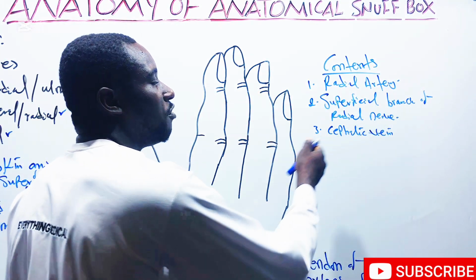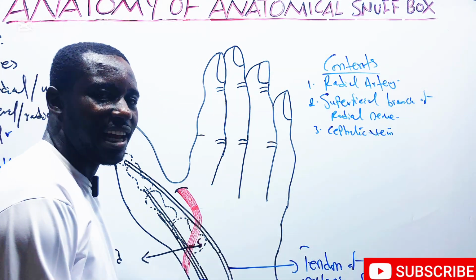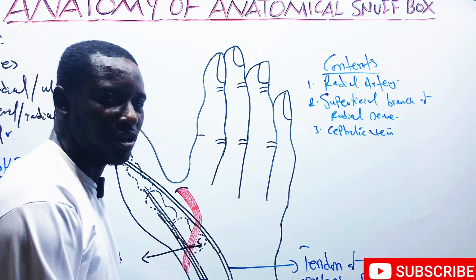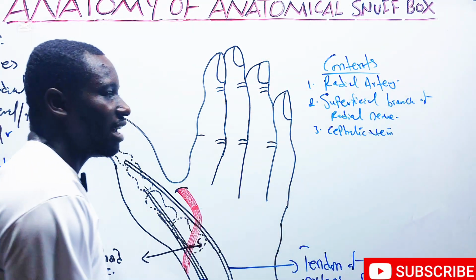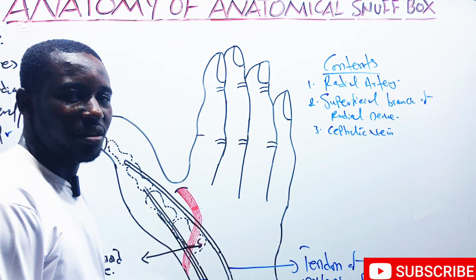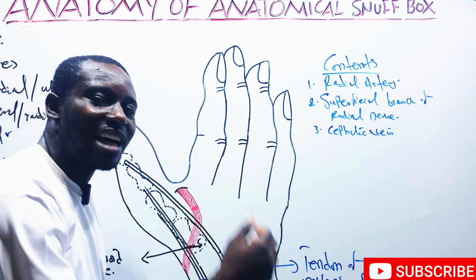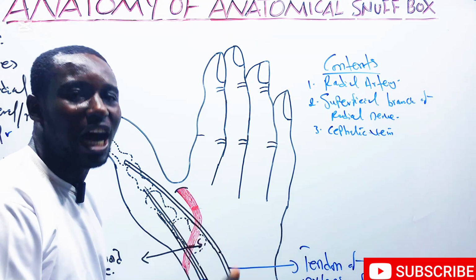The superficial branch of the radial nerve is found on the skin and subcutaneous tissue around the anatomical snuff box. Now, the cephalic vein arises from the dorsal venous network of the hand. It crosses the anatomical snuff box and enters the forearm, particularly at the anterolateral aspect of the forearm.